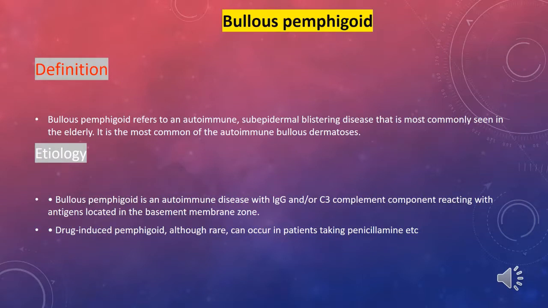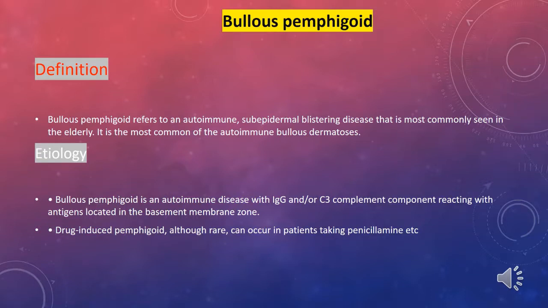So let's talk about bullous pemphigoid. In contrast to pemphigus vulgaris and foliaceus, which are supra or intraepidermal lesions, bullous pemphigoid is an autoimmune subepidermal bullous disease, and that is most commonly seen in the elderly or old age.